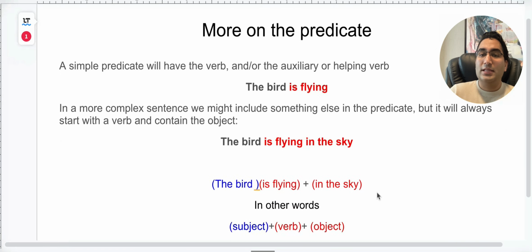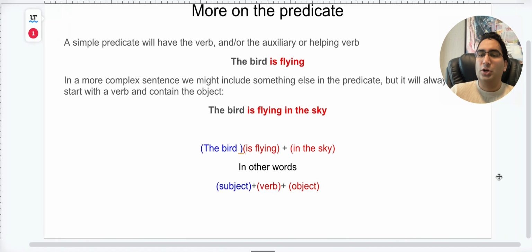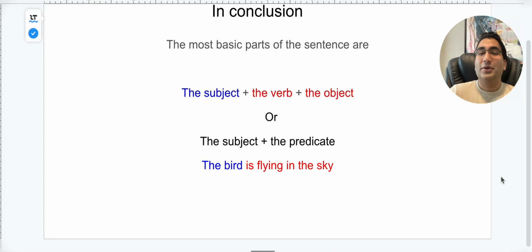This formula is what you need to remember. This subject plus verb plus object is the formula that helps you make correct English sentences. We'll look at some mistakes too later on, but again, remember, subject plus verb plus object.